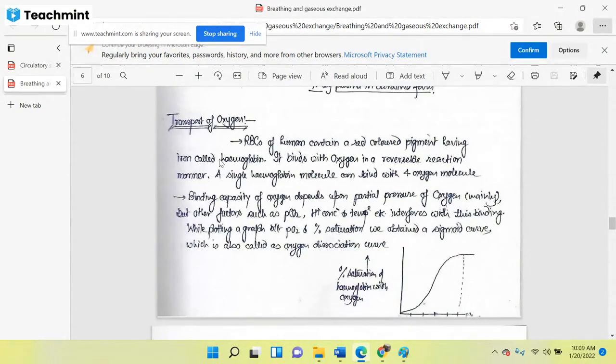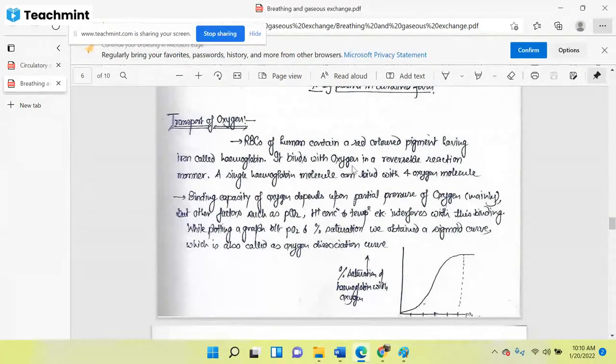RBCs are one of the main components of the whole blood. So here RBCs are red in color just because of this hemoglobin, and especially by this iron part, our RBCs look red in color. So here RBCs of the human contain a red color pigment having iron called hemoglobin.